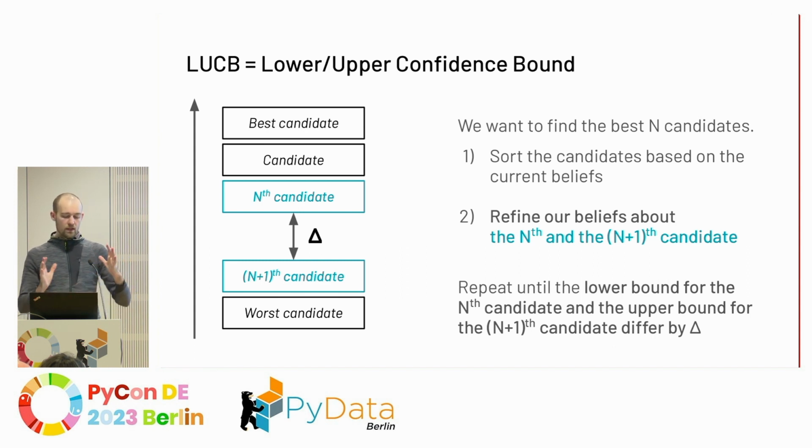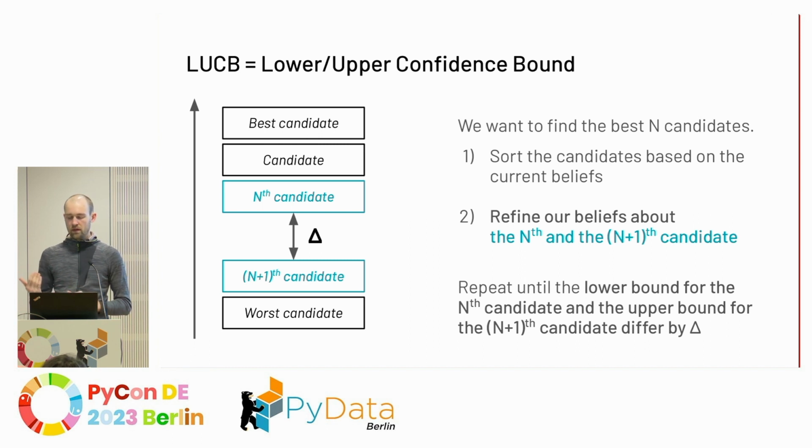And what will then happen is that we kind of have a leading pack. So the top, let's say we keep 10 candidates. So the top 10 will slowly start to move away from the bottom pack. And we will continue repeating this until the lower bound for the nth candidate, so like the worst case scenario for the one we're just about to keep, and the upper bound of the n+1th candidate, so the best case scenario for the one we're going to throw away, until there will be a gap that's forming.